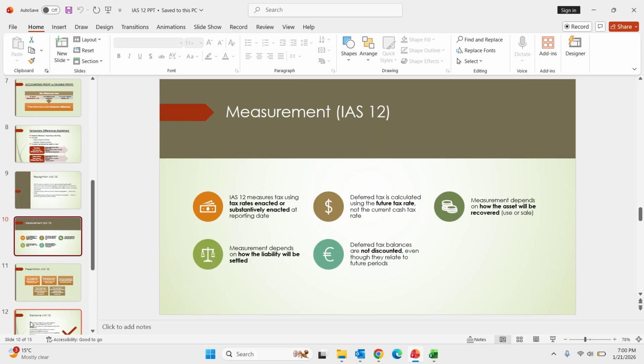So for measurement, for current tax, we simply use the tax rate and tax rules that apply to the current year's taxable profit. But for deferred tax, IAS 12 looks to the future. Deferred tax is measured using the tax rate that is expected to apply when the difference reverses in the future, not the rate used today. Another important point is that deferred tax amounts are not discounted even if they will reverse after many years.